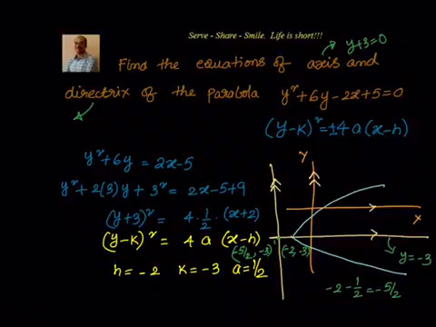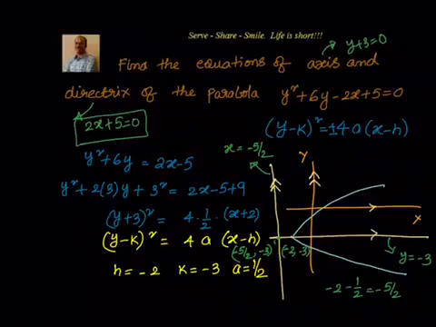Now once we know it is minus 5 by 2 comma minus 3, we can easily say that the equation of the directrix is a line parallel to the y axis. That means it is given by x equal to minus 5 by 2. X equal to minus 5 by 2 can also be written as 2x equal to minus 5, or 2x plus 5 equal to 0. So the equation of the directrix is 2x plus 5 equal to 0, and the equation of the axis is y plus 3 equal to 0.